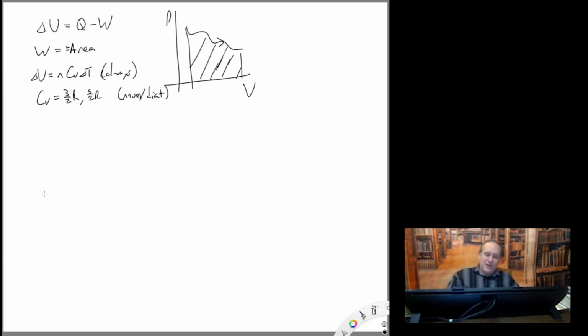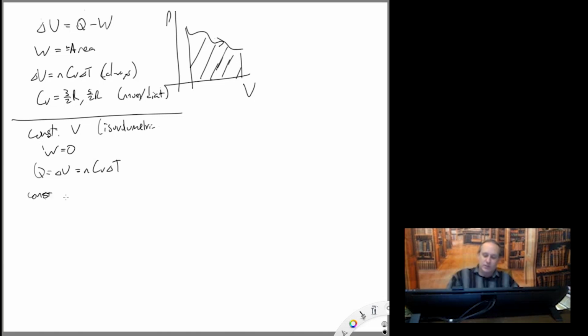And then we learned about these different processes. For constant volume, called isovolumetric, the work equals 0, and the heat is then equal to delta U, so it's equal to N CV delta T. And for a constant pressure, also known as isobaric, the work is equal to P times delta V, and the Q is equal to N times CP delta T, where CP is equal to CV plus R. And that means it's equal to 5/2 R or 7/2 R.